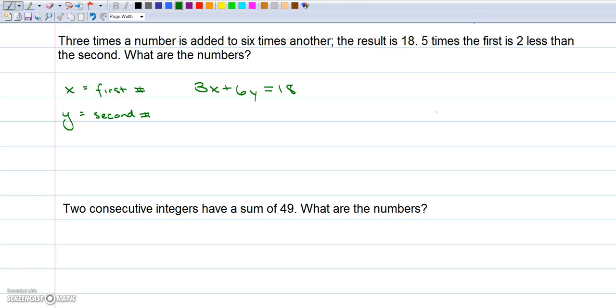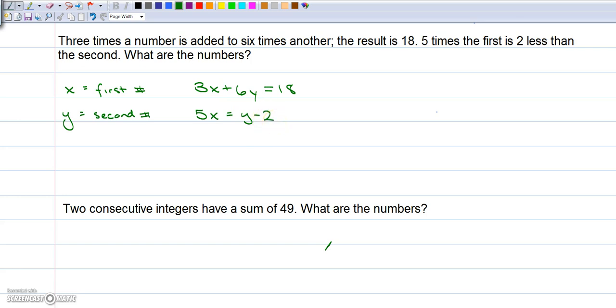Second sentence too. It says 5 times the first. First number was x. 5 times the first is 2 less than the second. Let's remember what we talked about yesterday. We said that less than meant that it had to come after something. Should I be putting 5x minus 2? No, that's the tricky part. This says less than the second. That means it needs to be y minus 2.